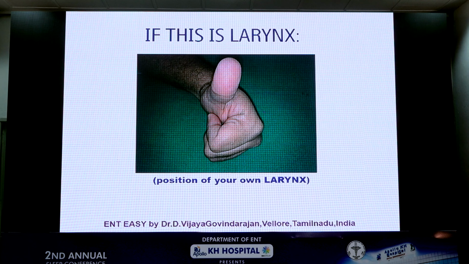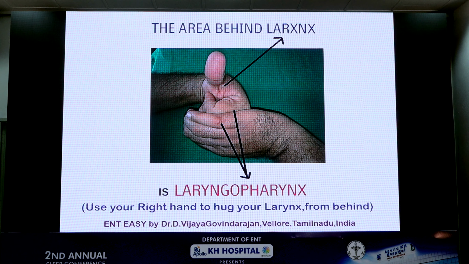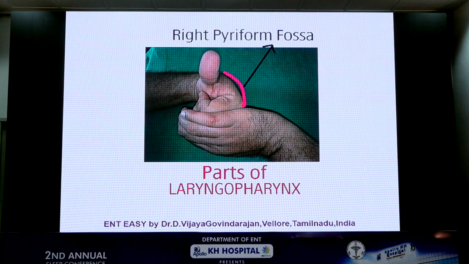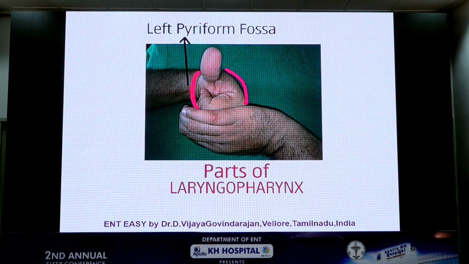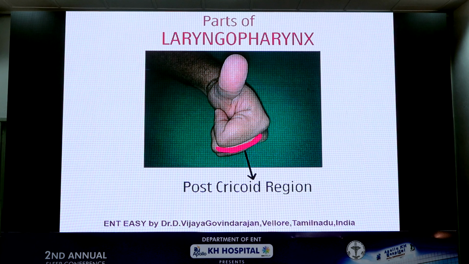Now I am going to show you the left hand, which is the larynx. I am placing it like this towards me. I want to show you the hypopharynx, the most important region, a neglected region, because it always collapses and opens only during swallowing. So we keep it like this and take your right hand and place it behind, and you get all the parts. Right side pyriform fossa, left side pyriform fossa, posterior pharyngeal wall, and this region behind the larynx is called the post-cricoid region.